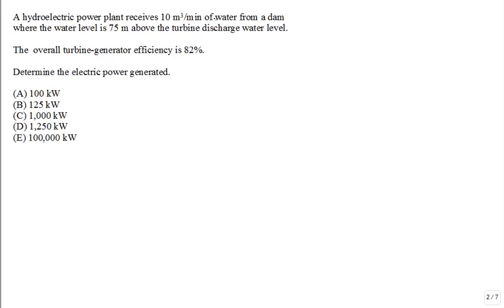So let's take a look at this problem. A hydroelectric power plant receives 10 meter cube per minute of water from a dam where the water level is 75 meters above the turbine discharge water level. So here's our dam. And we have water backed up, and it's going to discharge on this side, and that elevation difference between the water on the dam side is 75 meters above the discharge.